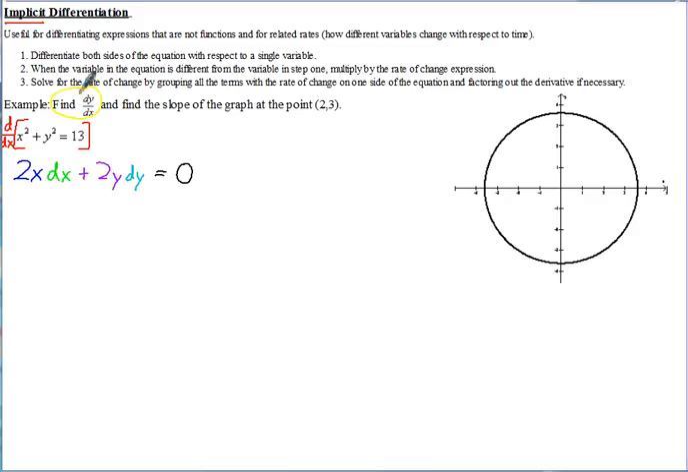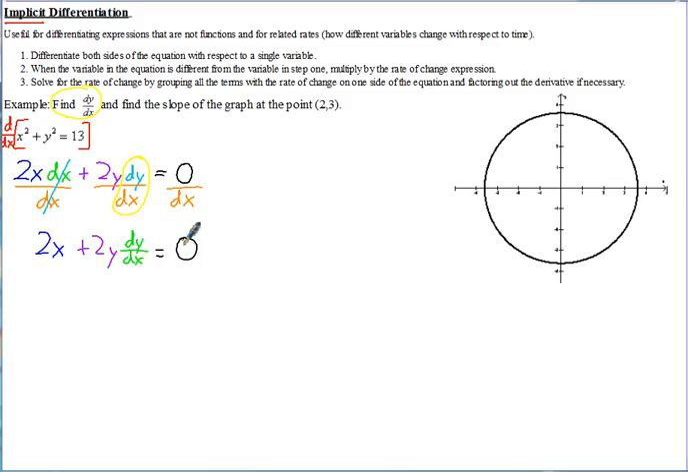So to get the dy dx in there, your next step would be to divide everything by dx. When you do that, the dx is reduced out, so all you're left with is 2x. And then the way we can group this, there's a dy dx right there. So we can write this plus 2y, and then group that as dy dx, equals 0 divided by dx, which is just 0.